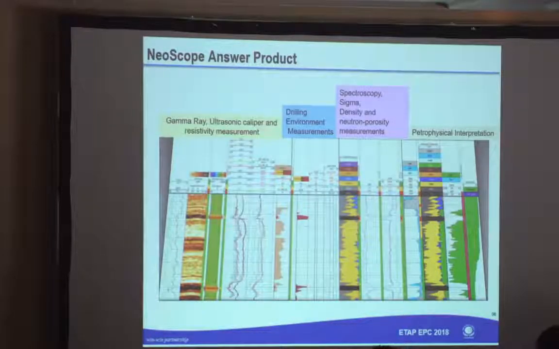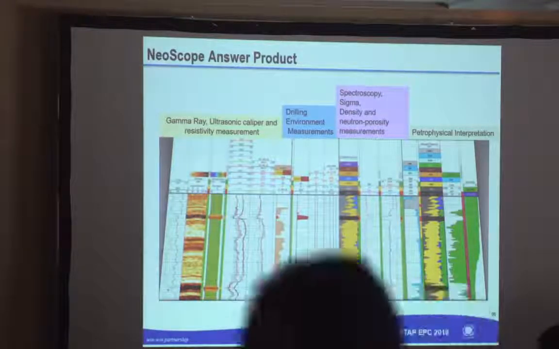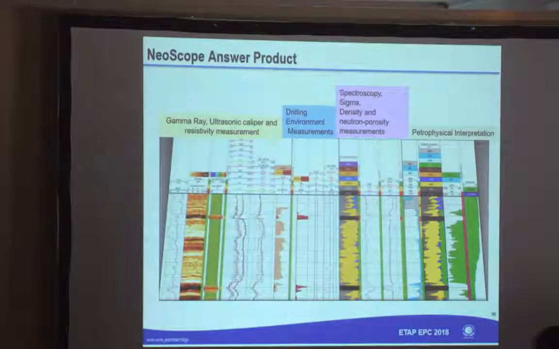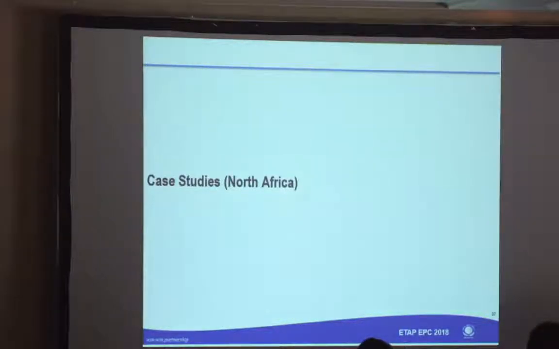As we have just seen in the video, these are the products obtained from the tool. We have, as I mentioned, gamma ray image, borehole shape, resistivities, ultrasonic calipers, and as other open hole logs, we have mineralogy or spectroscopy, neutron density, sigma, and also the petrophysical evaluation in real time. Now we move on to some case studies of these tools recorded here in North Africa.